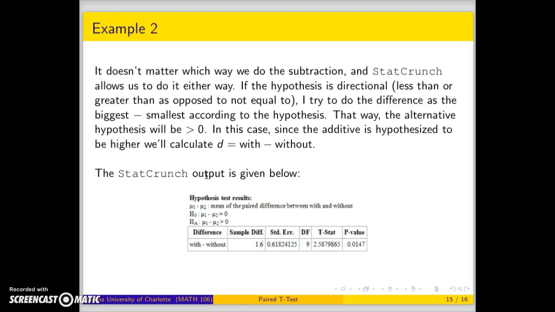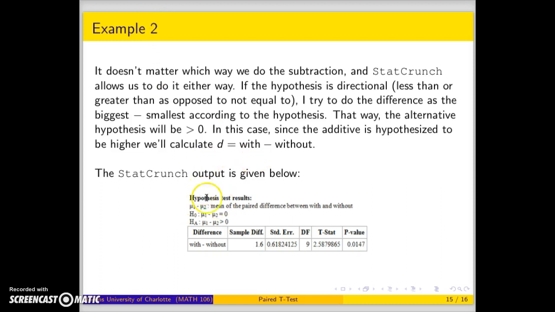So we can pick which way we want to do the subtraction again. What I usually do is try to have the difference be the biggest minus the smallest according to the hypothesis. That way the alternative is always greater than 0. That's just how I do it to keep it simple so I remember the alternative. But you don't have to do it this way as long as you are consistent. So according to this example, the additive is hypothesized to be higher. So our difference will be calculated as with minus without.